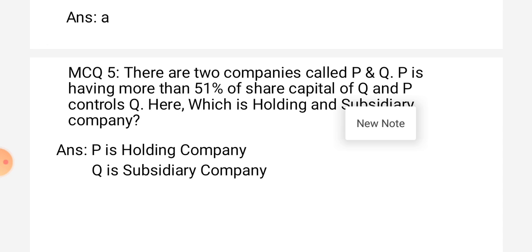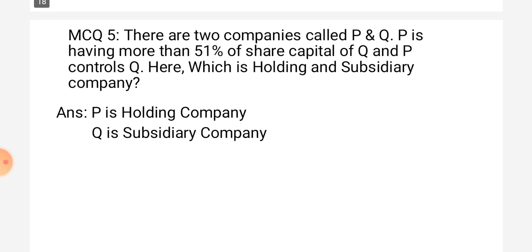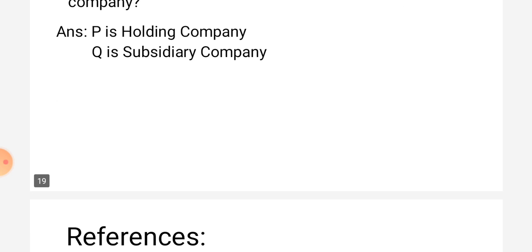Next, there are two companies called P and Q. P is having more than 51% of share capital of Q, and P controls Q. P controls Q here, which is holding company and subsidiary company. So now you have to understand the question very clearly. There are two companies, P and Q. P is controlling Q. Moreover, P is having more than 51% of share capital of Q. Then P is the holding company and Q is a subsidiary company.